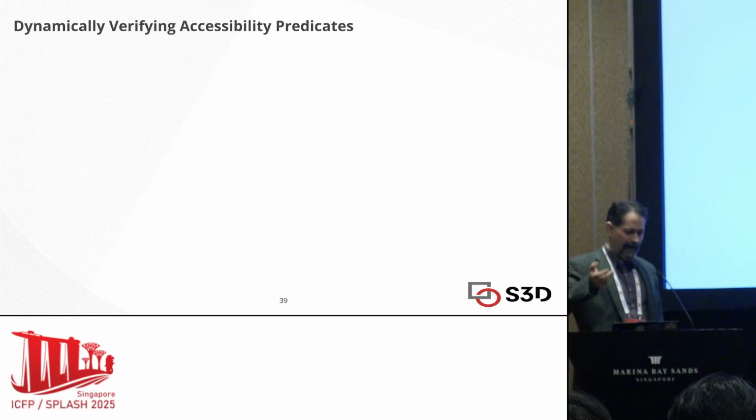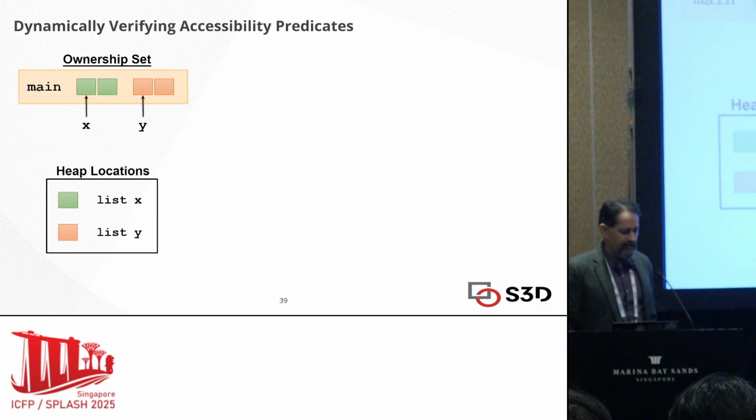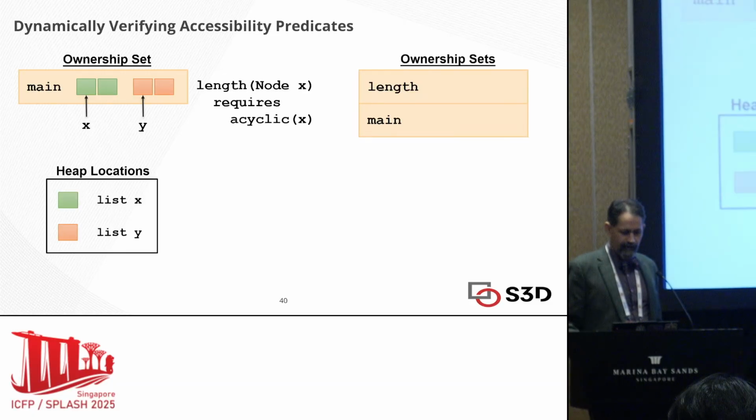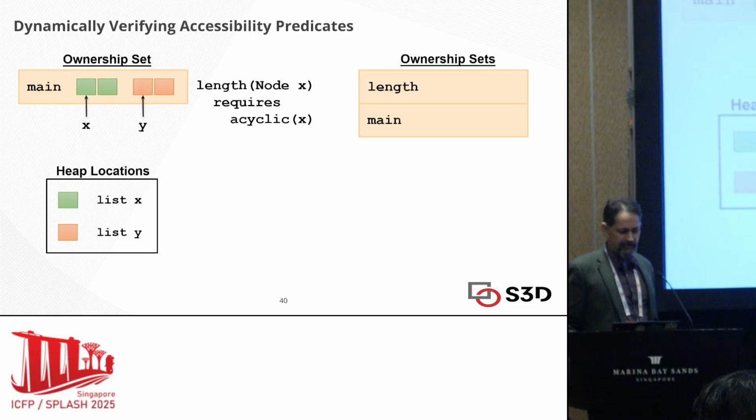Let me talk a little bit about the last technical topic here, a little bit about how we dynamically verify ownership. So like I said, we have an ownership set, and let's say we have a couple of lists, X and Y, in main. And we'll keep track of that main owns all the cells of X, those are the green cells, and all the cells in Y. And let's say these are acyclic and separated. Now, we call a length function. Requires acyclic of X, right? And so on our stack above main, we have length. And what does length own?